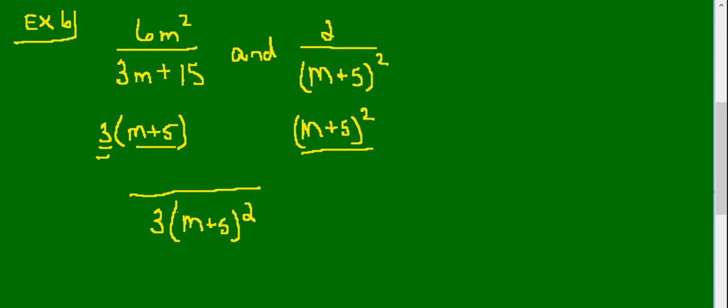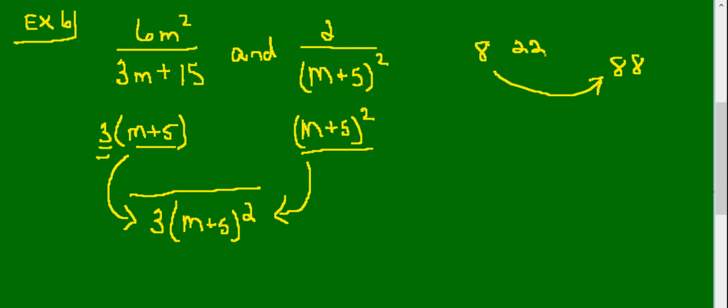When you think about it, both these factors here divide into this denominator evenly. They both divide into it evenly. And that's what we want. Just like we had the 22 and the 22 and the 8, and we said the LCD was 88, and you notice that 8 goes into 88 evenly, and 22 goes into 88 evenly. And again, that's what we're looking for.